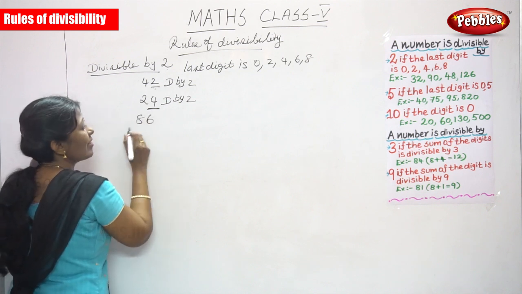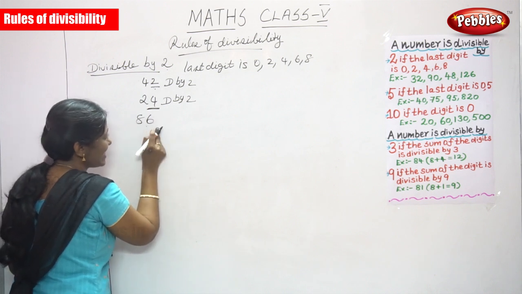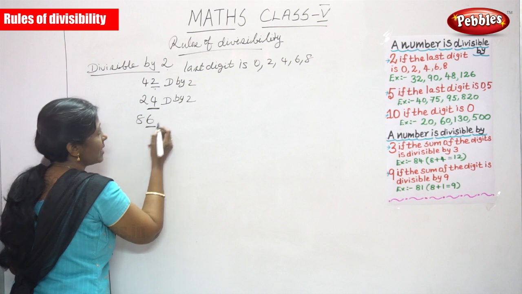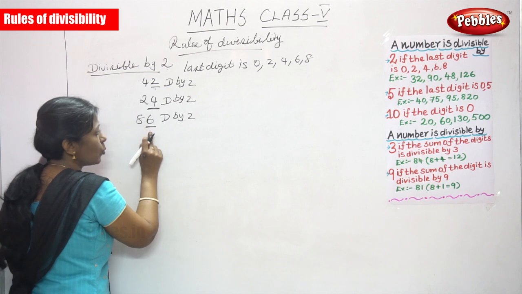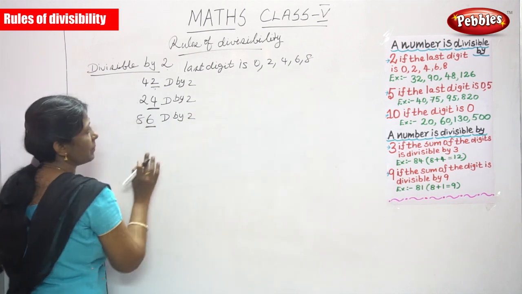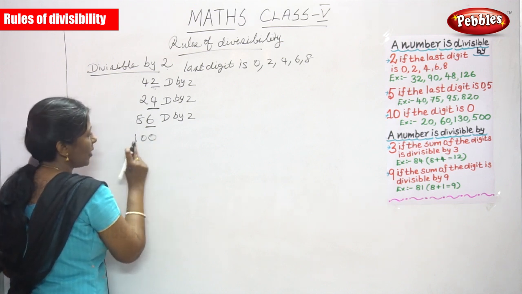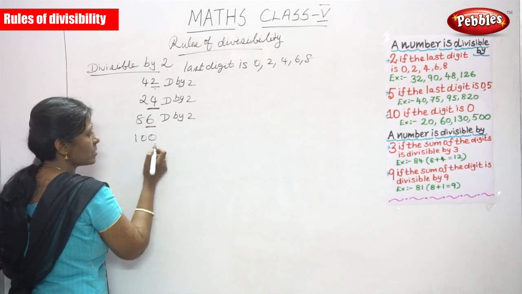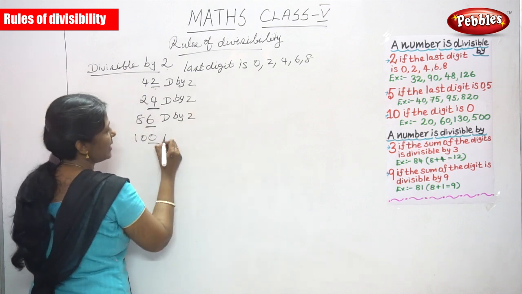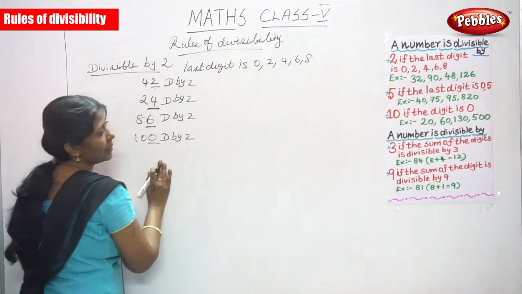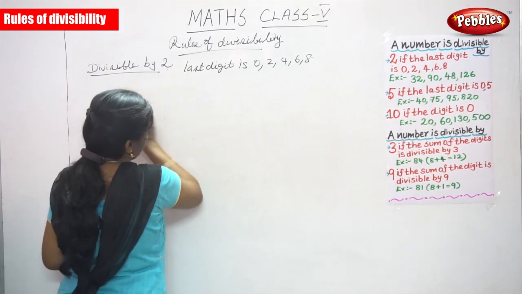Next is 86. Whether it is divisible by 2 or not, the last digit is 6. So it is divisible by 2 because the last digit ends with 6. Next is 100. Is it divisible by 2? The last digit is 0, so the last digit ends with 0. It is divisible by 2. This is the application of the rules.